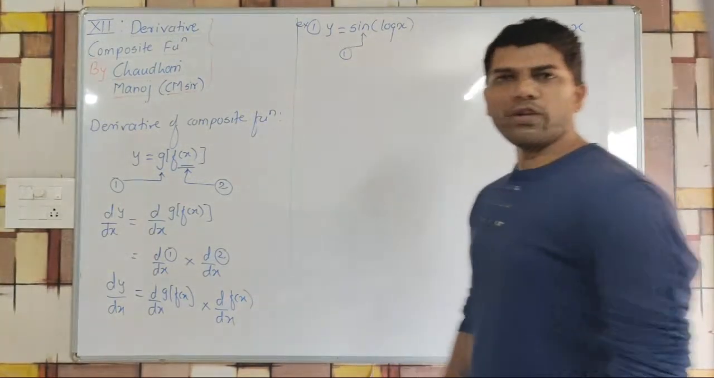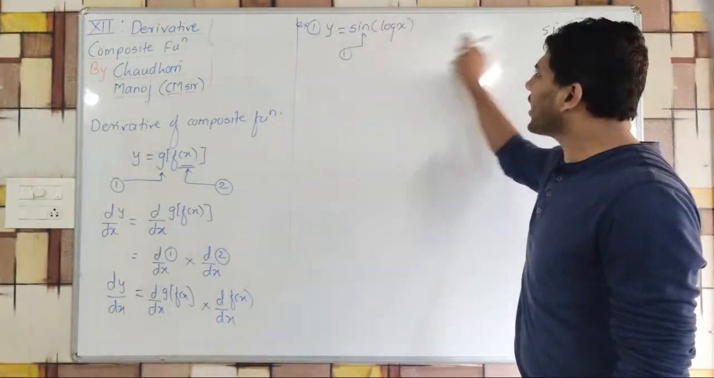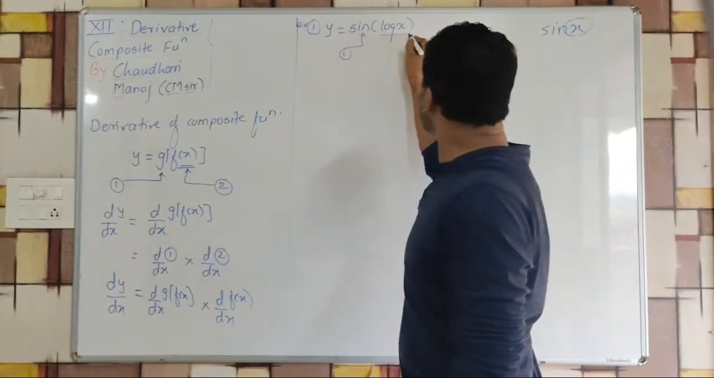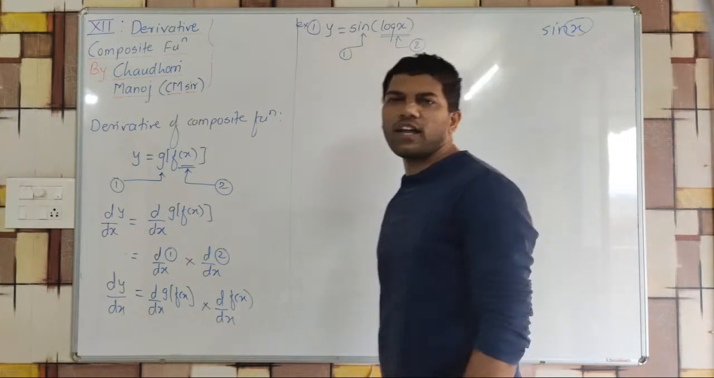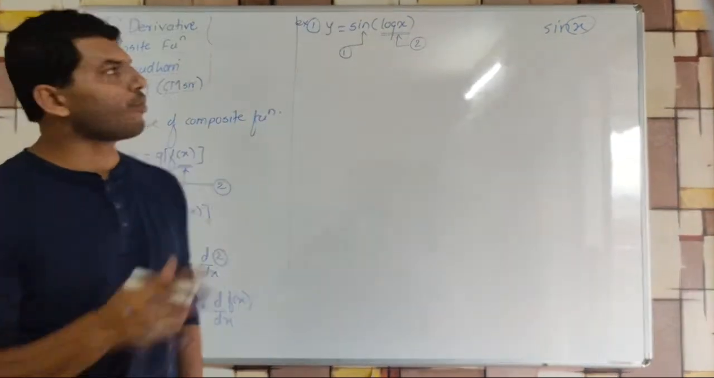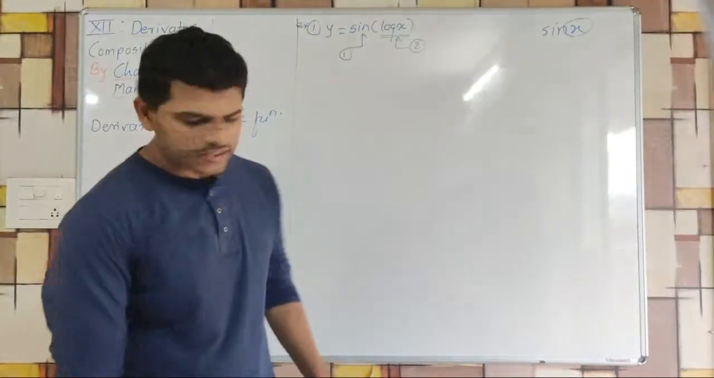And what takes the place of x, or the replacement for x? The replacement for x is log x. So please assign this log x as the second part. Log x is the second part of this composite. So sine is the first and log x is the second.